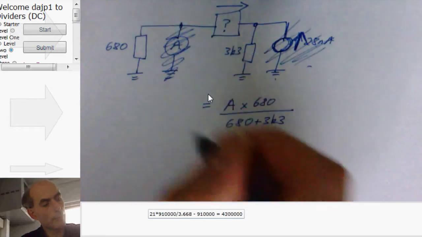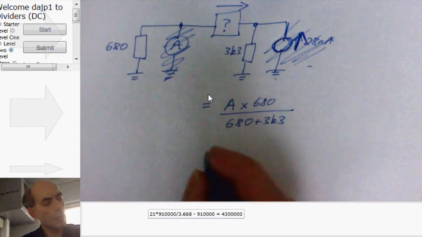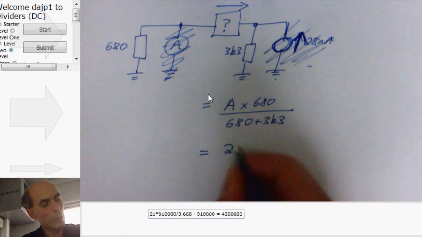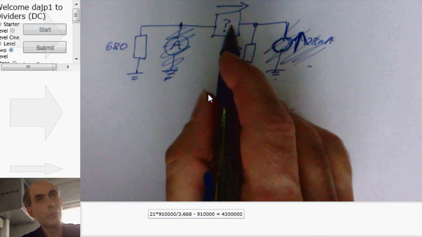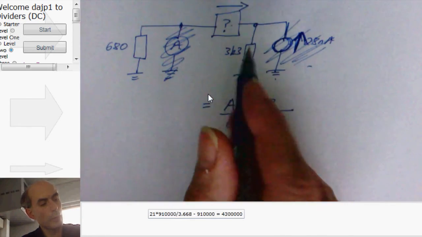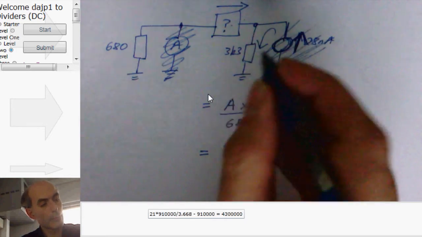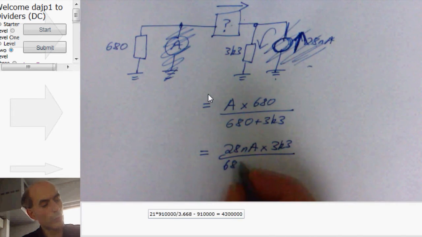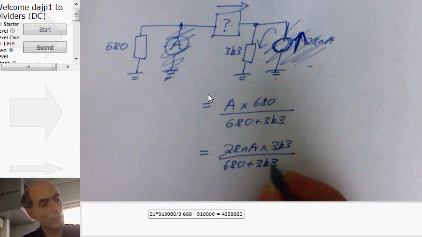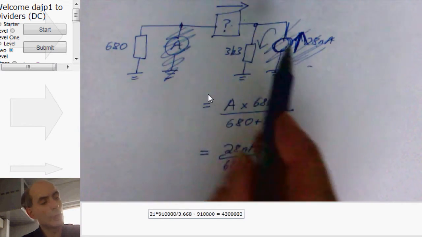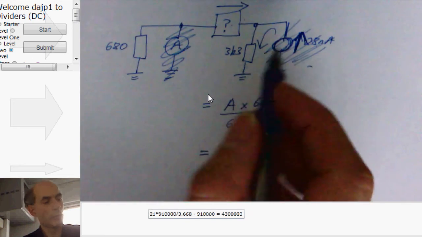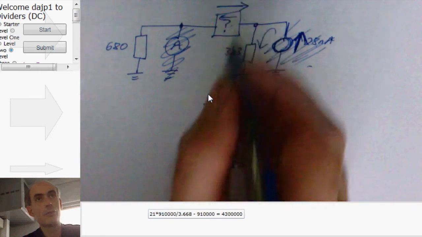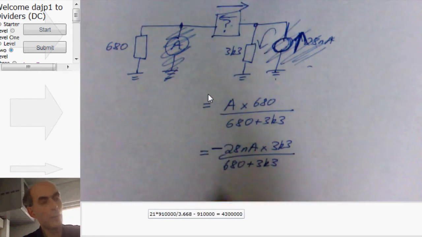and forget this one, and work out what the current through this ammeter would be. This time the answer is the input current here, 28 nanoamps, multiplied by the resistor that you're not measuring the current through, which would be this one, 3K3, divided by the total resistance, which is still 680 plus 3K3. Note that now the ammeter would read this current as a negative current, because the current would be flowing that way through the ammeter, not in the direction that the ammeter is set to measure positive currents. So that would be minus.